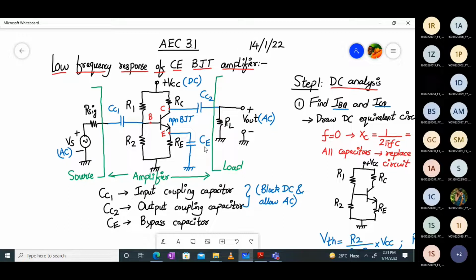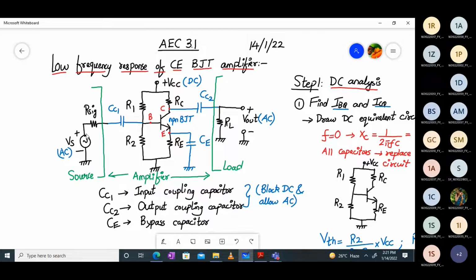Now let's come back to the bypass capacitor. CE is my bypass capacitor. Any AC signal present at the emitter terminal will be bypassed to the ground with the help of CE. For an NPN BJT, this is my base terminal, this is my collector terminal, and this is my emitter terminal. I have to apply a DC voltage of VCC to make the BJT operate in the proper forward active region, and then I have to apply a small sinusoidal AC signal so that it gets amplified at the output, in AC form only.